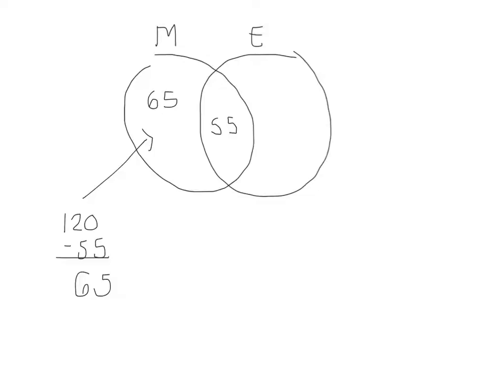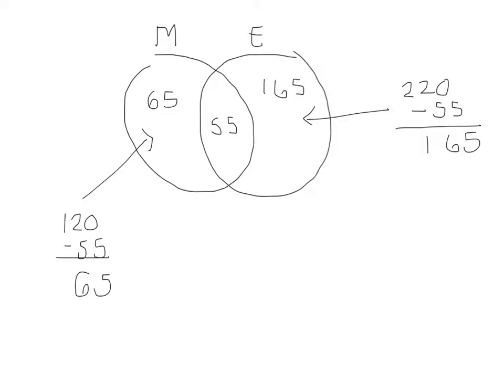You're also told that 220 are enrolled in English, but you've already accounted for 55 of them. So of the 220, there are 55 that are in both. So to determine the number that are in just English, you're going to need to subtract. And there are 165.